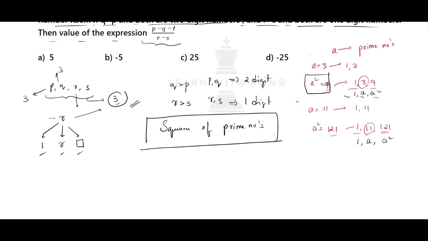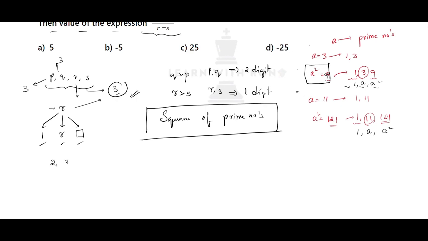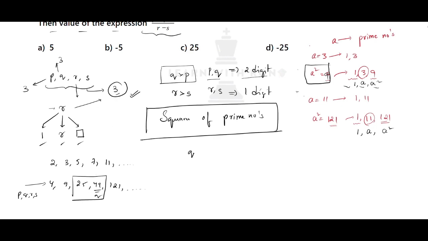As we already know, the prime numbers are 2, 3, 5, 7, 11, and so on. But P, Q, R, S are squares of these prime numbers, right? The series is 4, 9, 25, 49, 121. So in this series our values P, Q, R, S are present. Now let us find what those are. See here, Q greater than P and P, Q are two-digit numbers. In this series we have only 25 and 49 as two-digit numbers, and Q greater than P, so Q is 49 and P is 25.